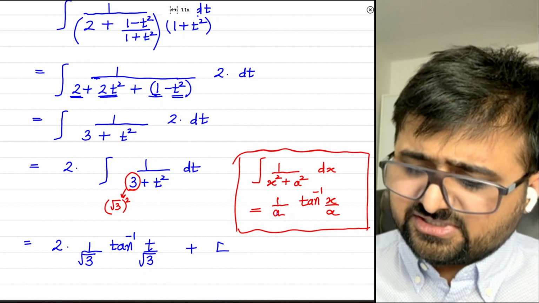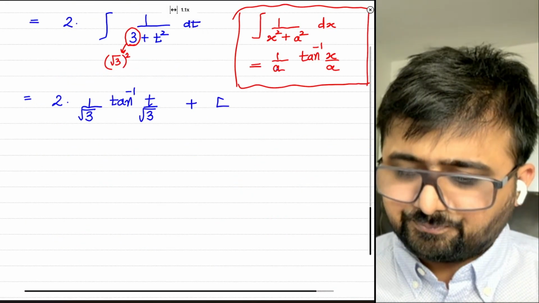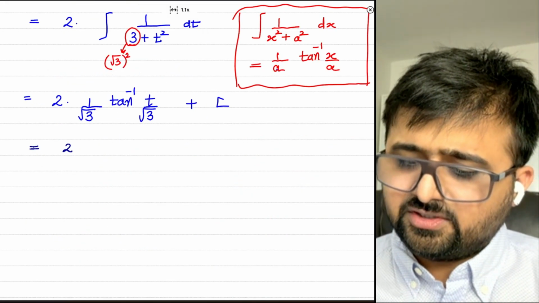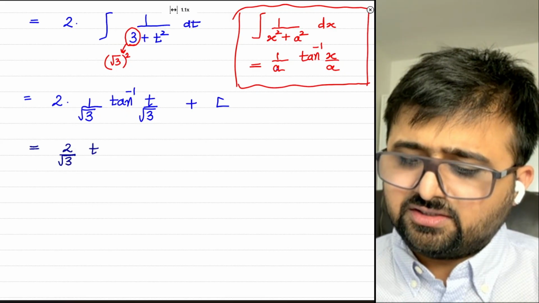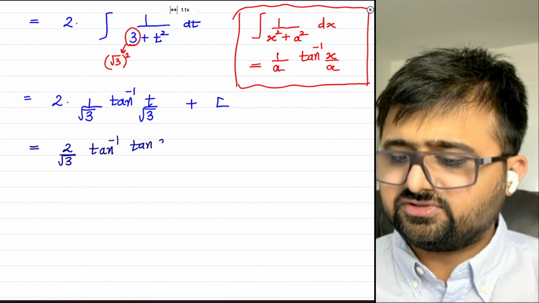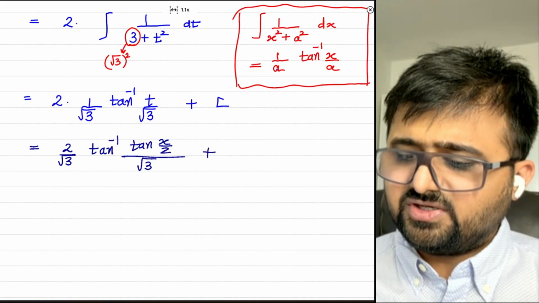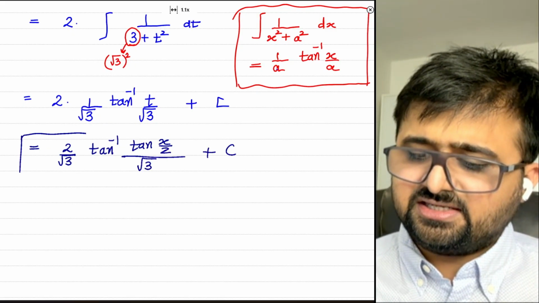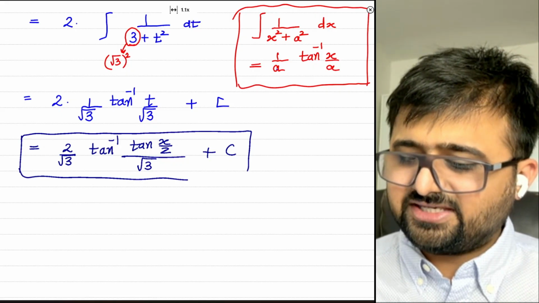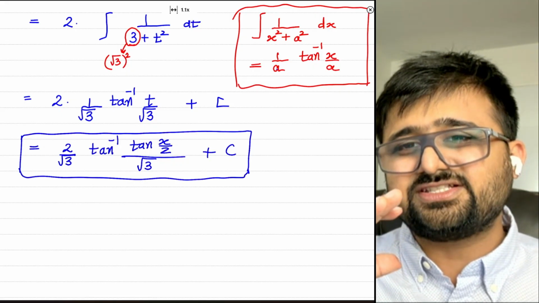So now we can resubstitute the value of t and convert it to the x world again. So that will become 2 divided by root 3 tan inverse of, we know t is tan x by 2, so tan x by 2 divided by root 3, plus the constant of integration c, and that is your final result. I don't think this was a very hard integral. It was just a methodology that you have to follow.